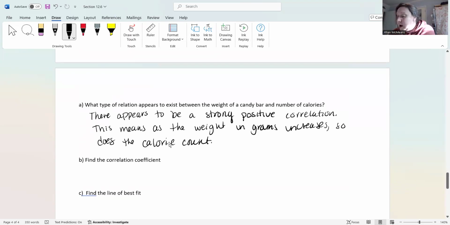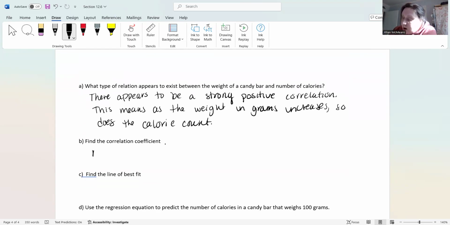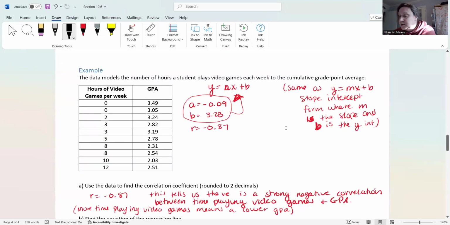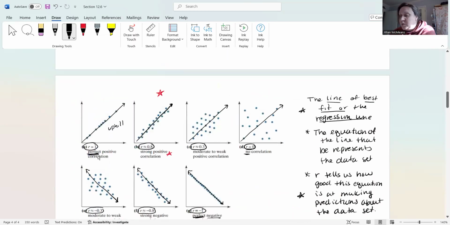Now we want to back that up with the correlation coefficient. So R, the correlation coefficient when we rounded, was 0.95, and this backs up the statement in part A. So if we go back to those original scatter plots right here, when we had a perfect correlation, we had a correlation coefficient of 1. That was a perfect positive correlation. And then we had R is 0.08. Data points were close to the line, but not exactly on the line. We're somewhere in between this first and second graph.